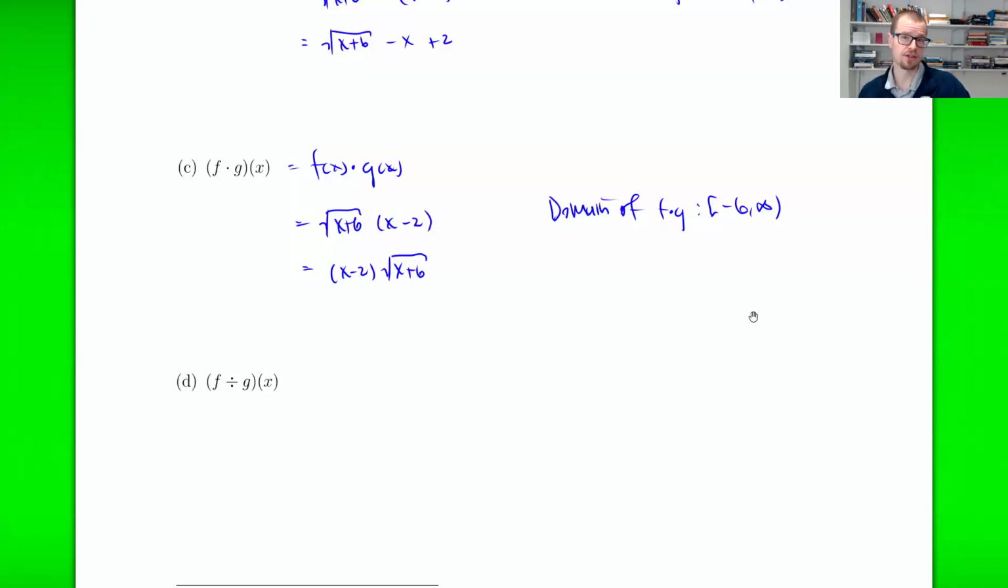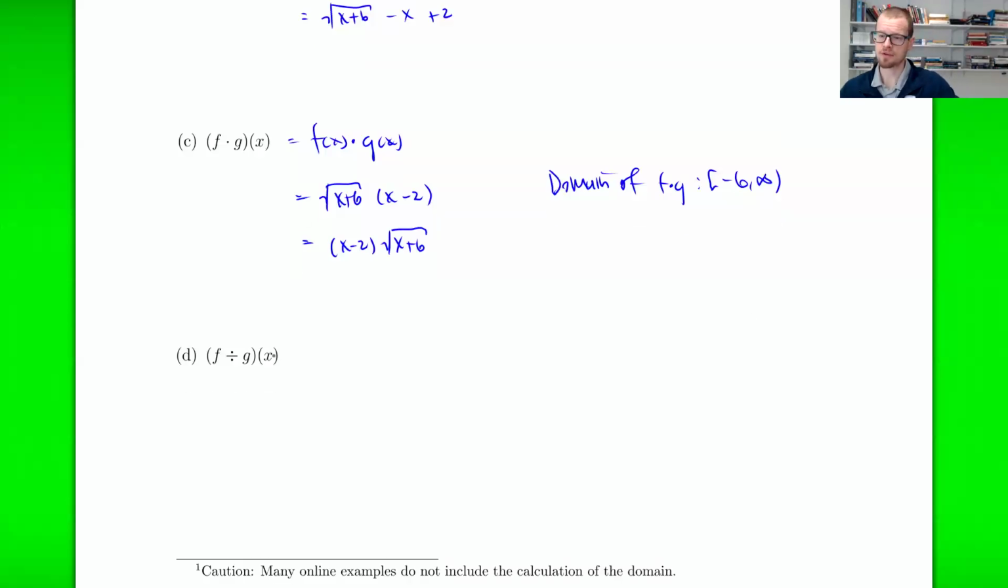The only place that things look different is for the quotient, f divided by g. You can think of this as f divided by g of x, right? That is f of x divided by g of x. That's our definition. And now we would look at that as the square root of x plus 6 being divided by x minus 2.